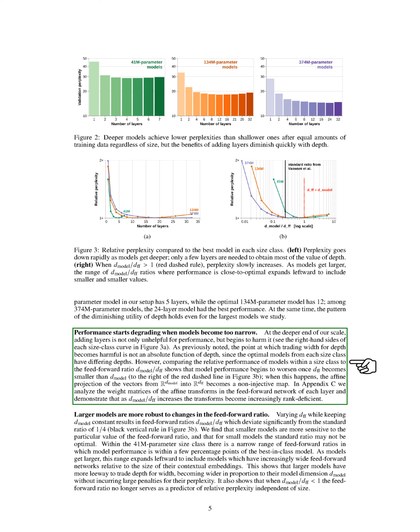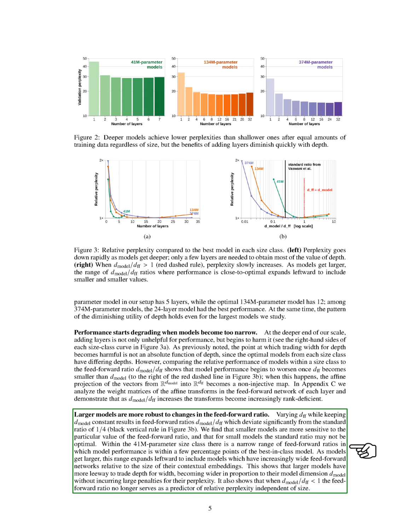Section. Larger models are more robust to changes in the feed-forward ratio. We've discovered that larger models are more resilient to changes in the ratio of feed-forward networks to the size of their contextual embeddings. When we alter the size of the feed-forward network while keeping the model size constant, we get ratios that differ significantly from the standard ratio of 1 to 4.